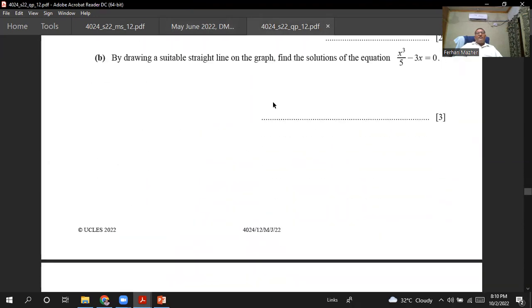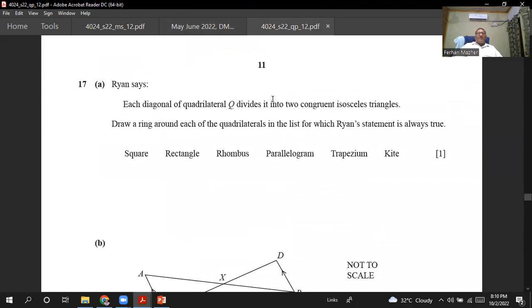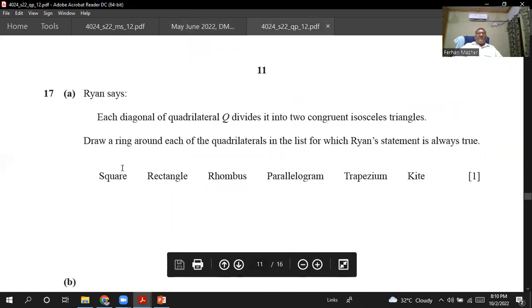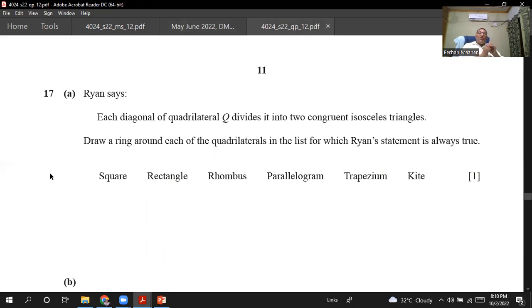So we are going to the next question. The next question coming on your screen: Ryan says, each diagonal of a quadrilateral Q divides it into two congruent isosceles triangles. It's a fact. Draw a ring around each of the quadrilaterals in the list for which the Ryan statement is always true. So that is true for the square.